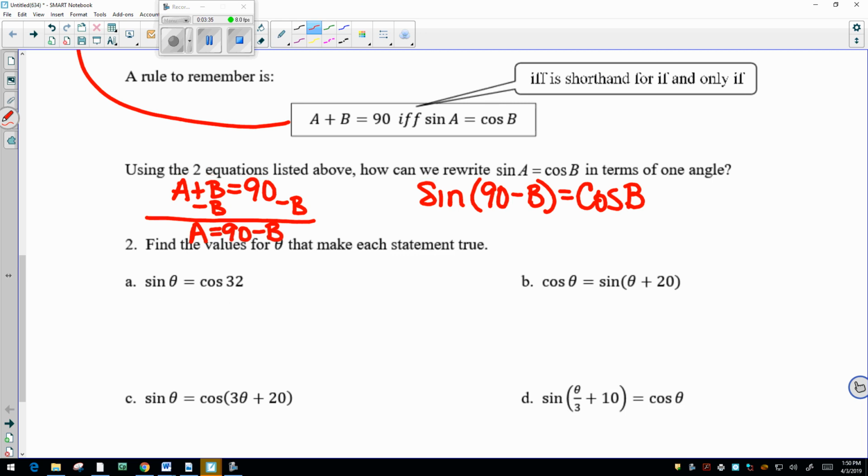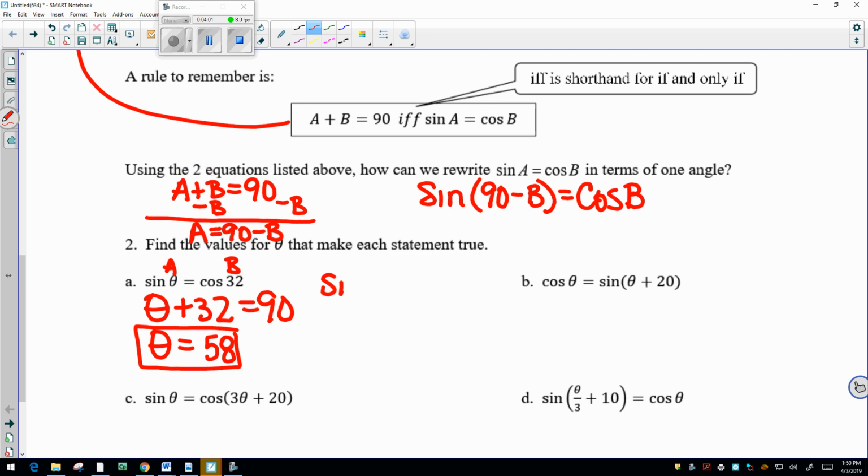The only way that that happens is if I know that A plus B, keep in mind that's like your A, that's your B, so theta plus 32 equals 90. Okay, so if I want to solve for theta, I could subtract 32 from each side, and I'm going to see theta is 58. Now, if I wanted to check this and make sure that this made sense, I could plug it back in. So it's saying the sine of 58 should equal the cosine of 32, and that's only true so long as 58 plus 32 equal 90, which they do. If I add them up, I'm going to see that that's 90 degrees.